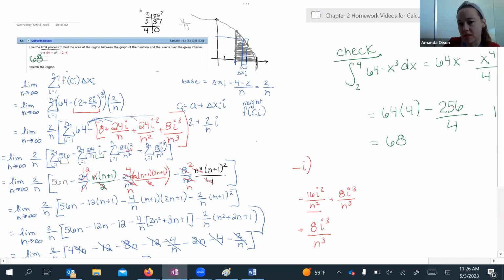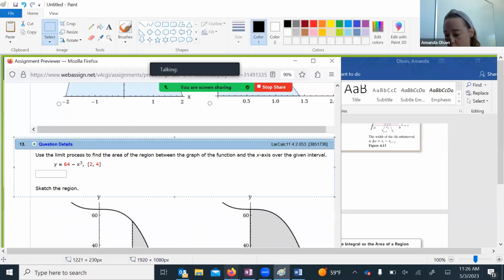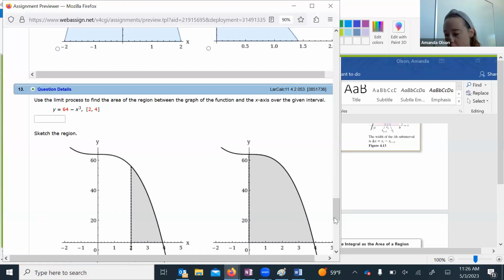But definitely check using the definite integral. As long as you show that you did in fact use the limit process, that's what I'm looking for. You don't have to always do the limit process. In fact, you'll get really comfortable where you won't usually use the limit process.